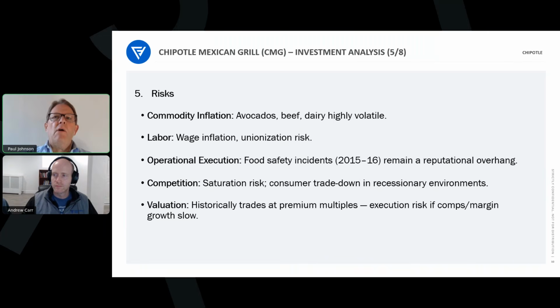Reminder that their inputs are fresh ingredients. Labor, wage inflation, true. Unitization risk is 0, but I guess at some point, but it is 0. All right. Operational execution, food safety issue was 10 years ago, remains a reputational overhang.